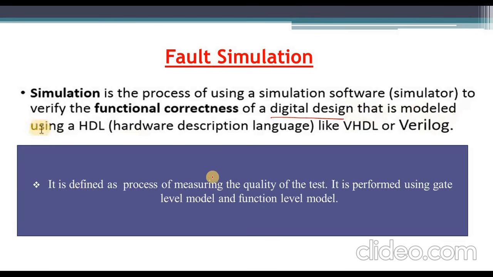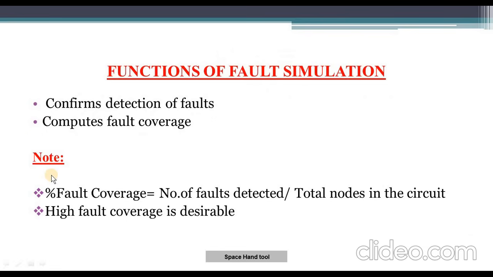Now we can discuss the fault simulation definition. Fault simulation is the process of measuring the quality of a test. It is performed using a gate level model and a functional level model. See here, the functions of fault simulation. It will confirm the detection of faults. By doing fault simulation with a simulator, we can detect the faults in the particular design. It can also compute the fault coverage.